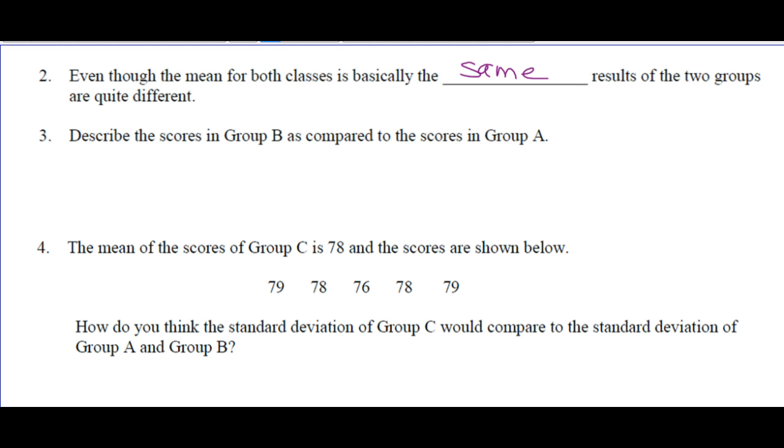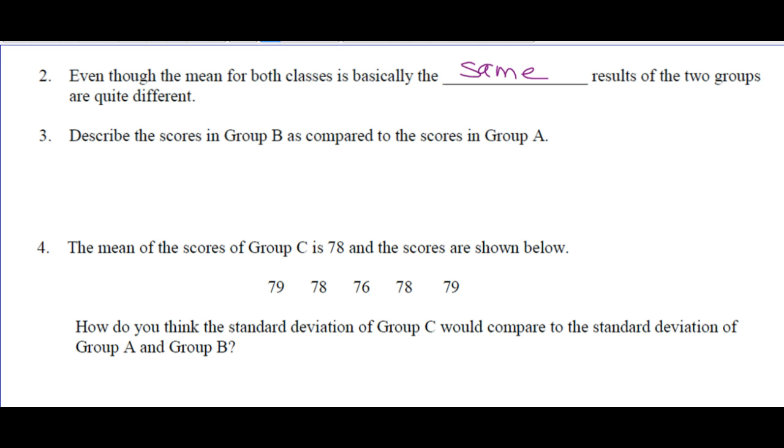The results of the two groups are quite different, right? They have the same average, right? Now, I really shouldn't be using the word average, right? Because we've got 3 averages, right? There's the mean, the median, and the mode. So usually when people say average, they're talking about the mean, right? But then we should be just specific and say we're talking about the mean.